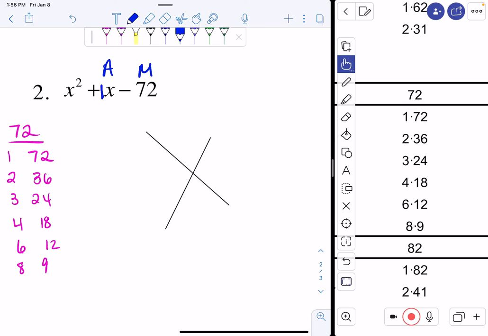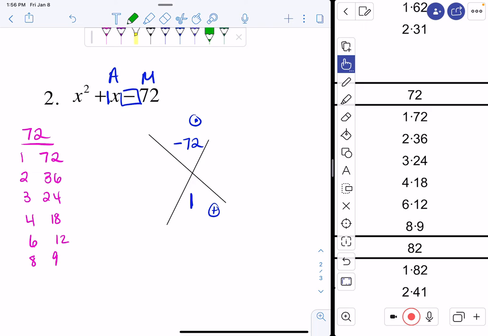I put my negative 72 up top, because look, it's a negative 72. And then I put my 1 downstairs. I want to multiply, I want to add. So we're going to go through. One of them has got to be a negative number. This is going to be a tricky one.